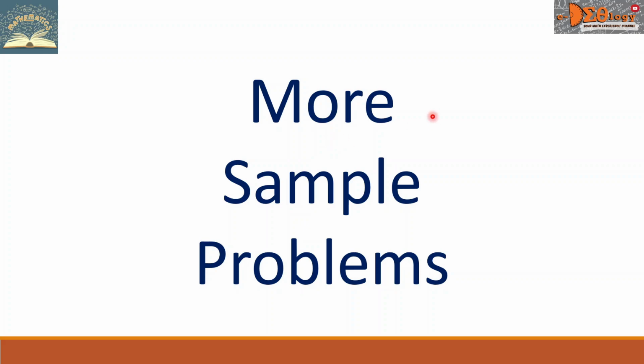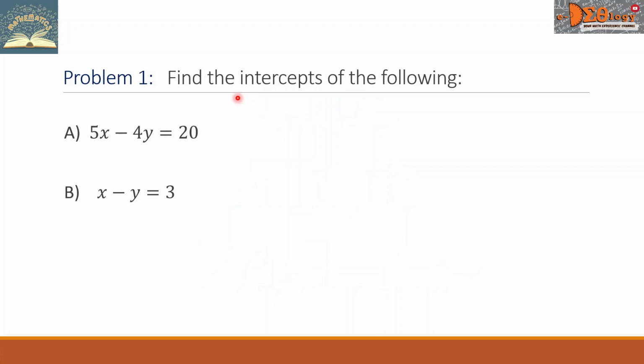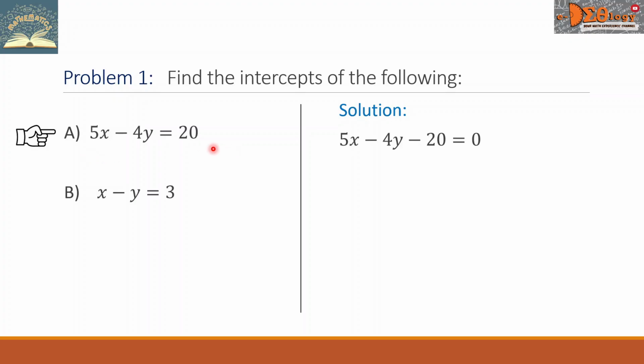Let us have more sample problems. Problem 1. Find the intercepts of the following. We have here two equations. Let's begin with A. 5x minus 4y equals 20. Let us put this equation in standard form, meaning the right side becomes 0.